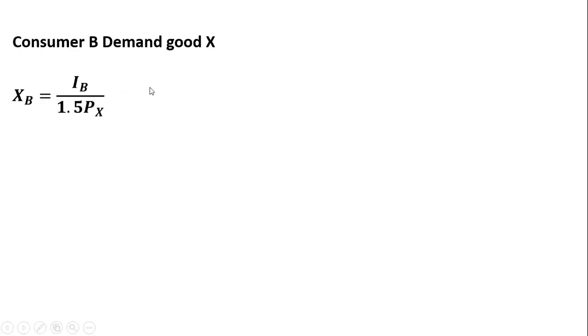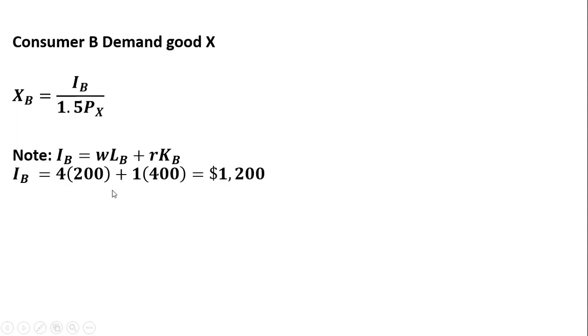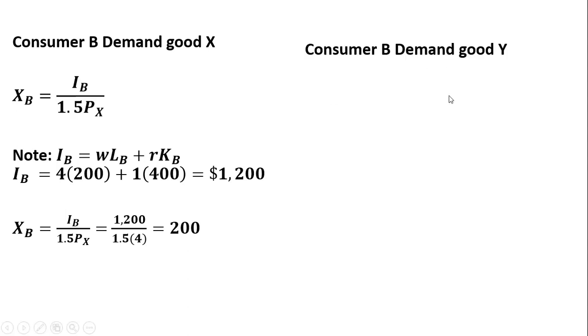Consumer B's demand for good x. Here's consumer B's demand. We need to get consumer B's income. Similar to what we did with consumer A, we evaluate the initial endowment of consumer B at the prices that we solved for. W is 4, R is 1. Consumer B has $1,200 of income. So with $1,200 of income and the price of good x, as we found in the last slide, being 4, consumer B will consume 200 units of good x. And as for good y, consumer B will consume 400 units of good y.